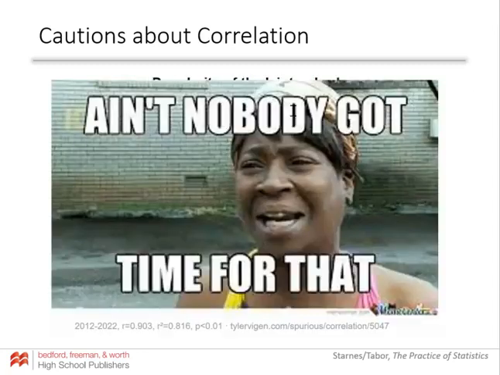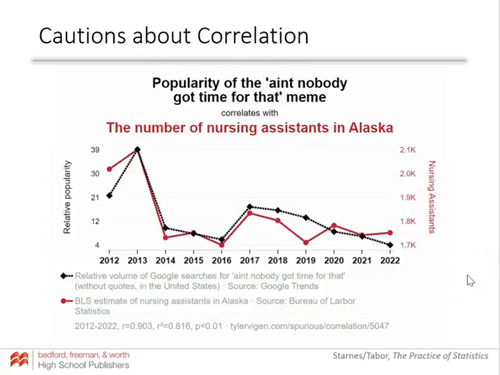So for example, this meme, "ain't nobody got time for that." Okay, the popularity of this meme, how often it is searched for and used, matches really, really closely with the number of nursing assistants in Alaska. Okay, I don't think it is reasonable to say that people searching for this meme causes Alaskan hospitals to hire more nursing assistants. It's just some random coincidental correlation. There is no causation here.